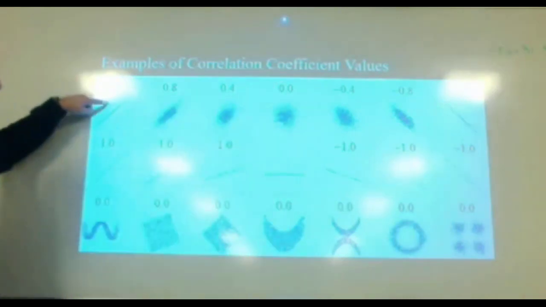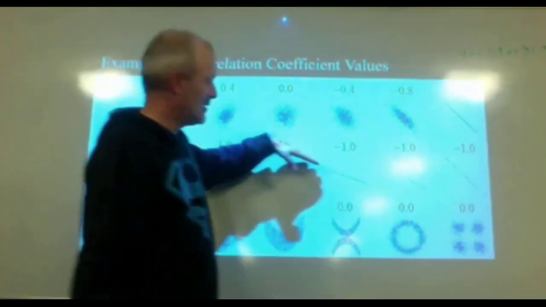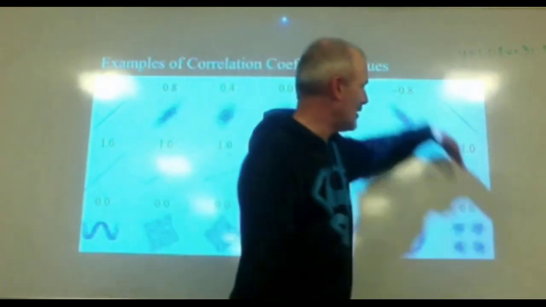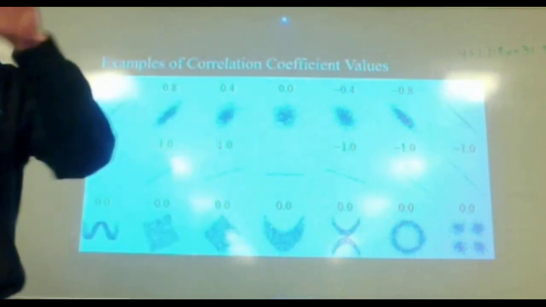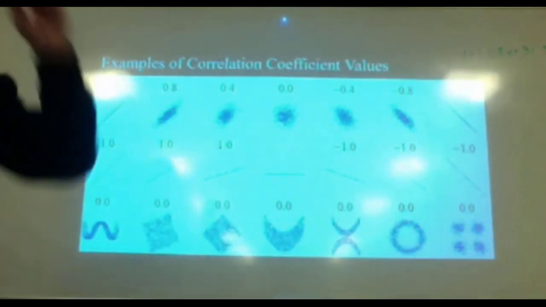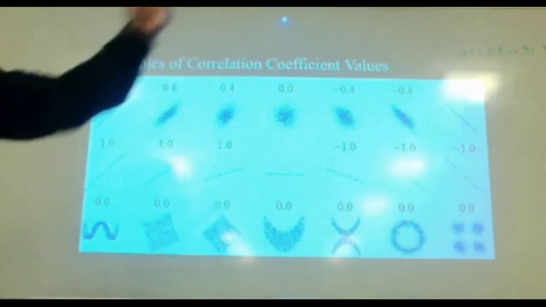And then here's another one that's also perfectly 1. Notice about the -1s. Decreasing, perfect straight line. Decreasing, straight line. Decreasing, straight line. So the -1 doesn't tell you how fast it's decreasing. The +1 doesn't tell you how fast it's increasing. It just tells you it's in a straight line. Okay, and it's increasing or it's decreasing.